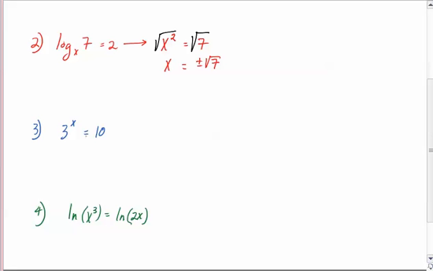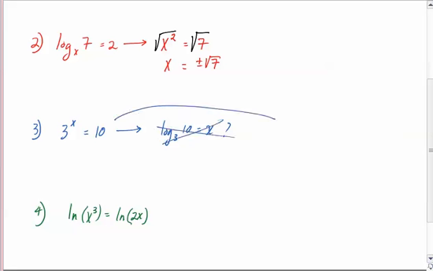Or, pardon me. Oh, here we go. 3 to the x power is 10. Now, if I rewrite this in logarithmic form, that's going to look like this. And is that helping me? The next thought is, gosh, no, that made it harder to understand.